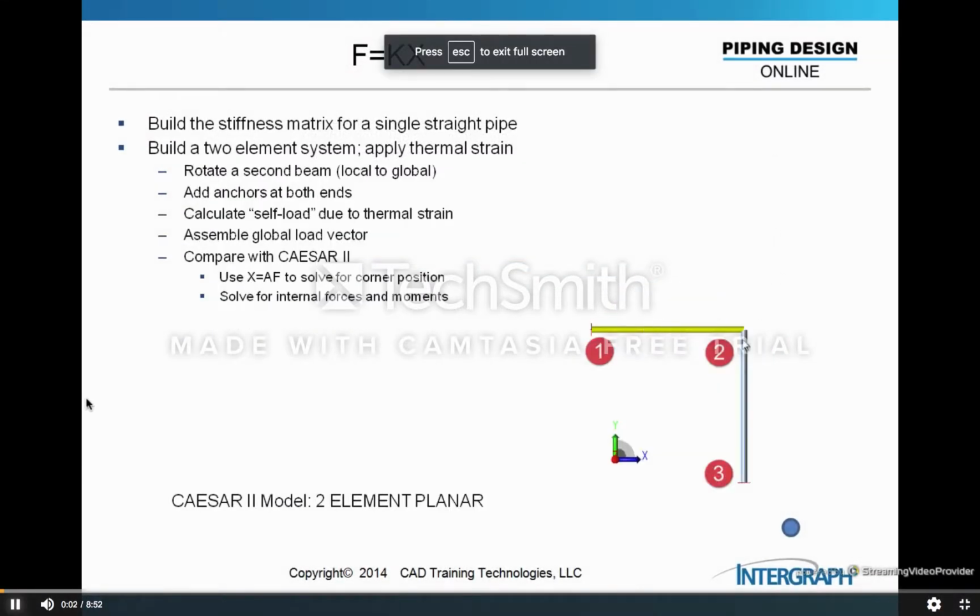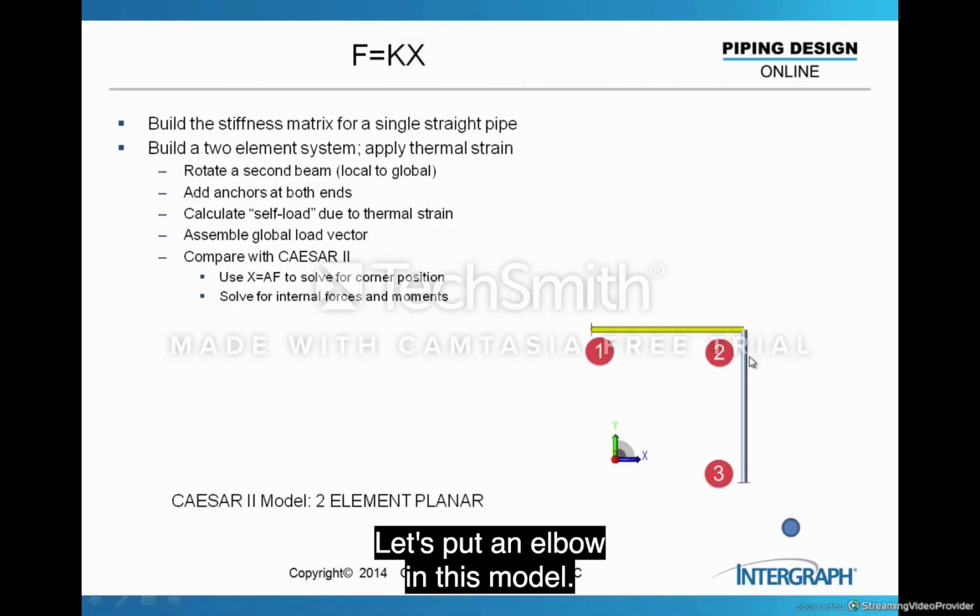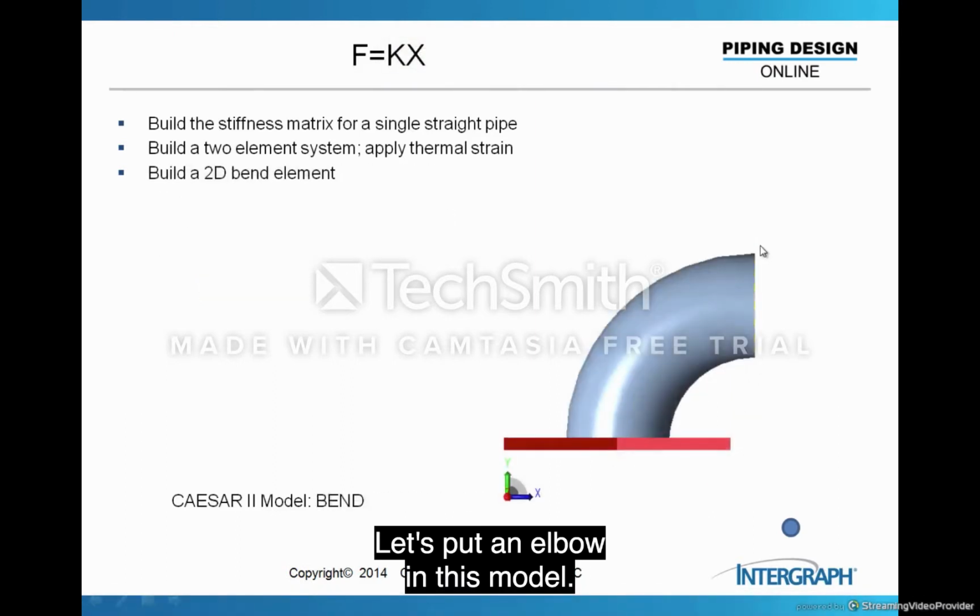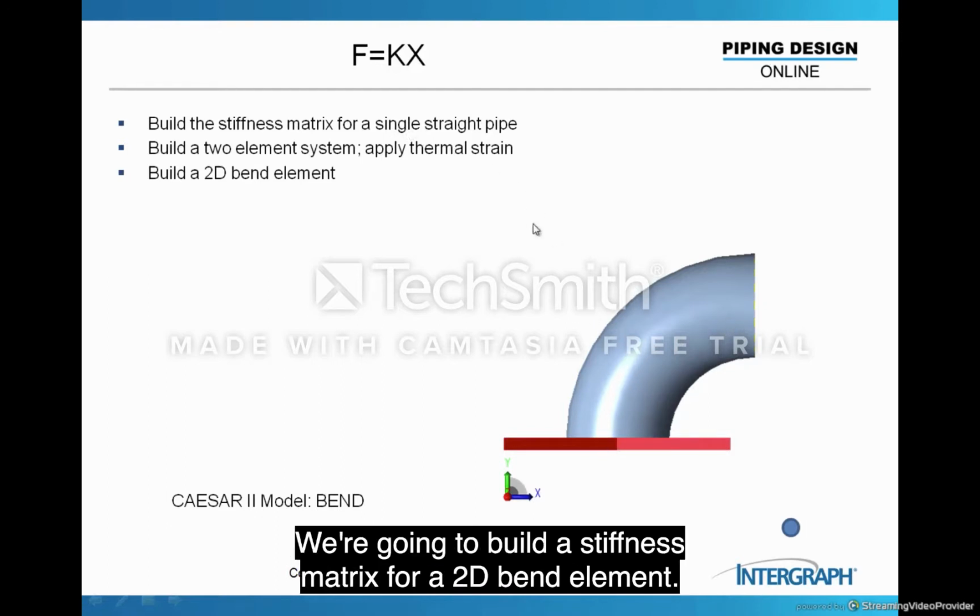Okay, so we got our two elements in there. Let's put in an elbow in this model. Before I put in the rest of the model, let's just take a look at the elbow by itself. We're going to build a stiffness matrix for a 2D bend element.